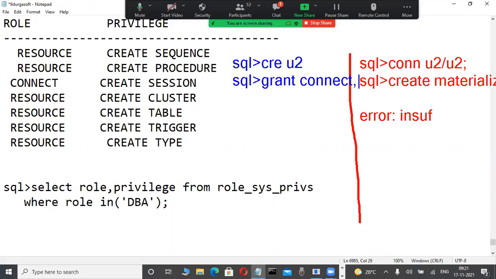The connect role, command. So they are giving only the resource role. They are not giving the DBA role. That's why: the resource role does not have the create materialized view system privilege. That's why it is not working. That we are telling only.